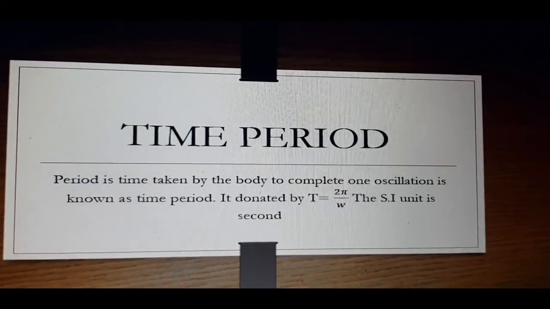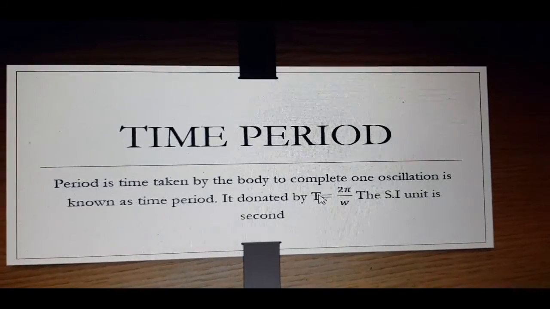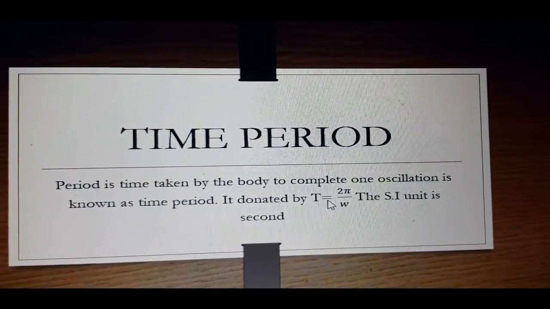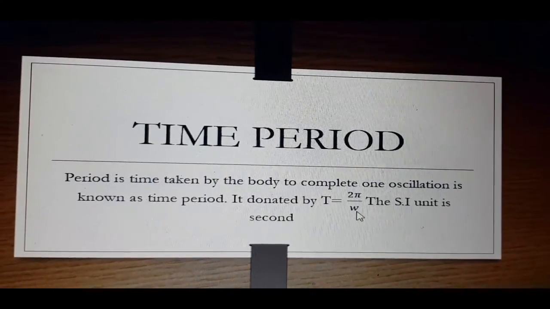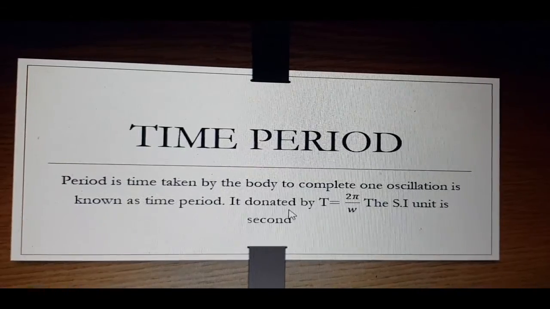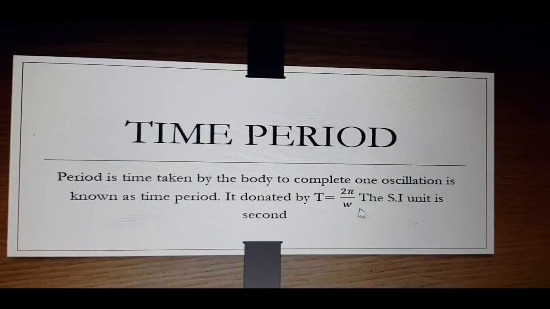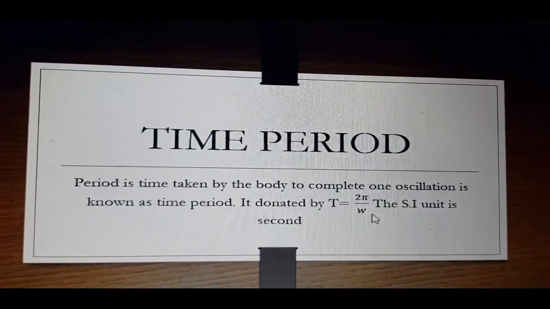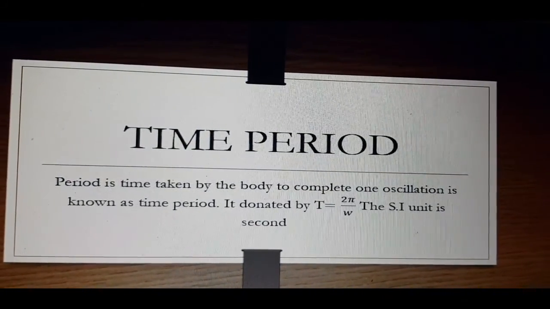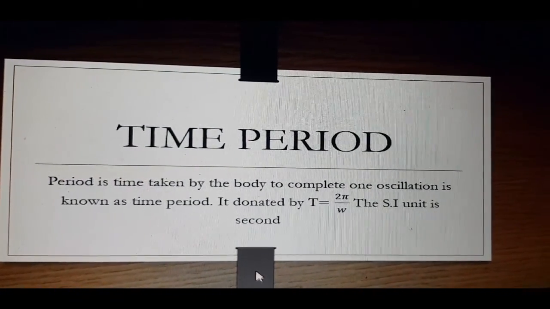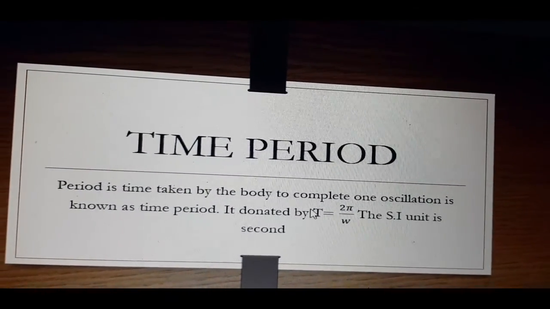It's denoted by T. T is the time period, T is equal to 2 pi over omega. This is what we call time period in simple harmonic motion, and it has an SI unit. The SI unit of time is the second, class, right? So it is measured in seconds and denoted by T.